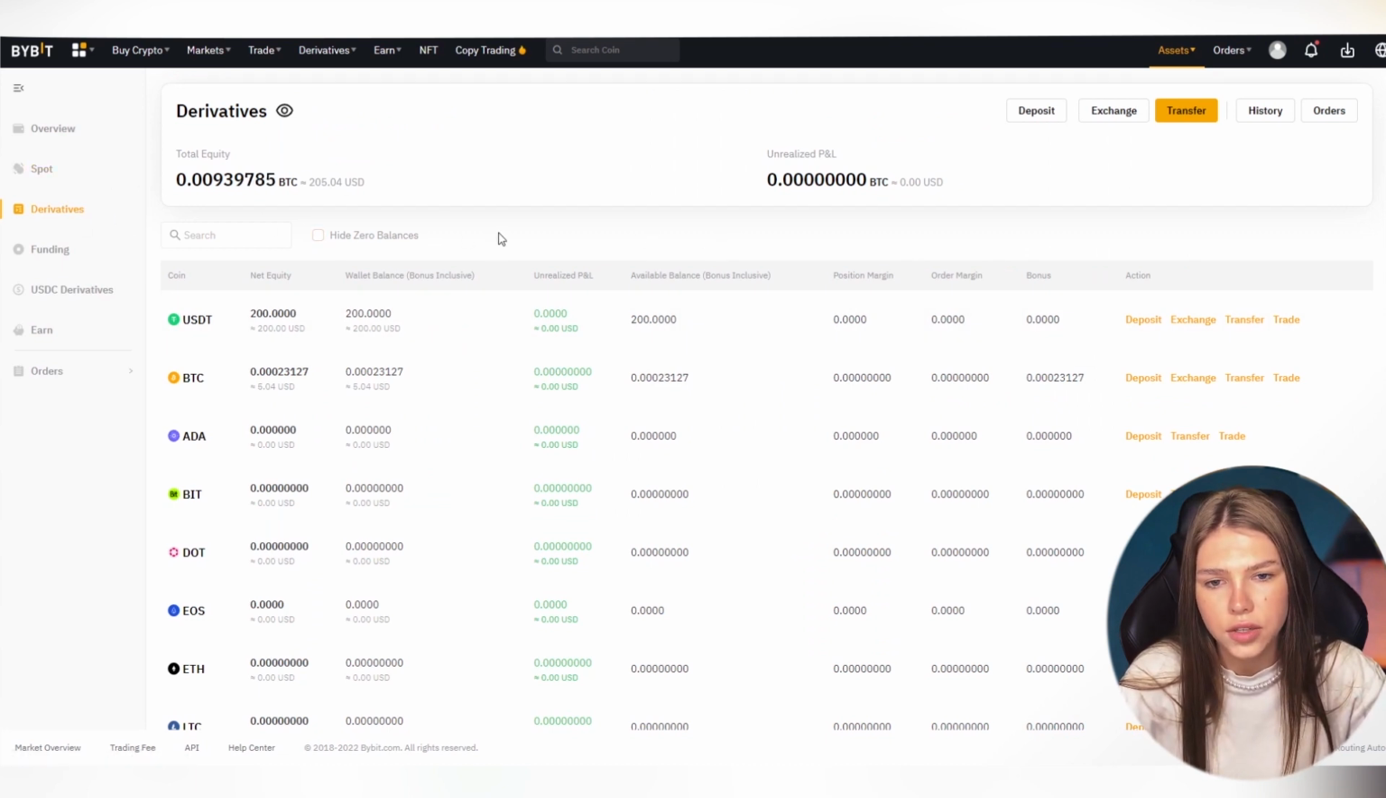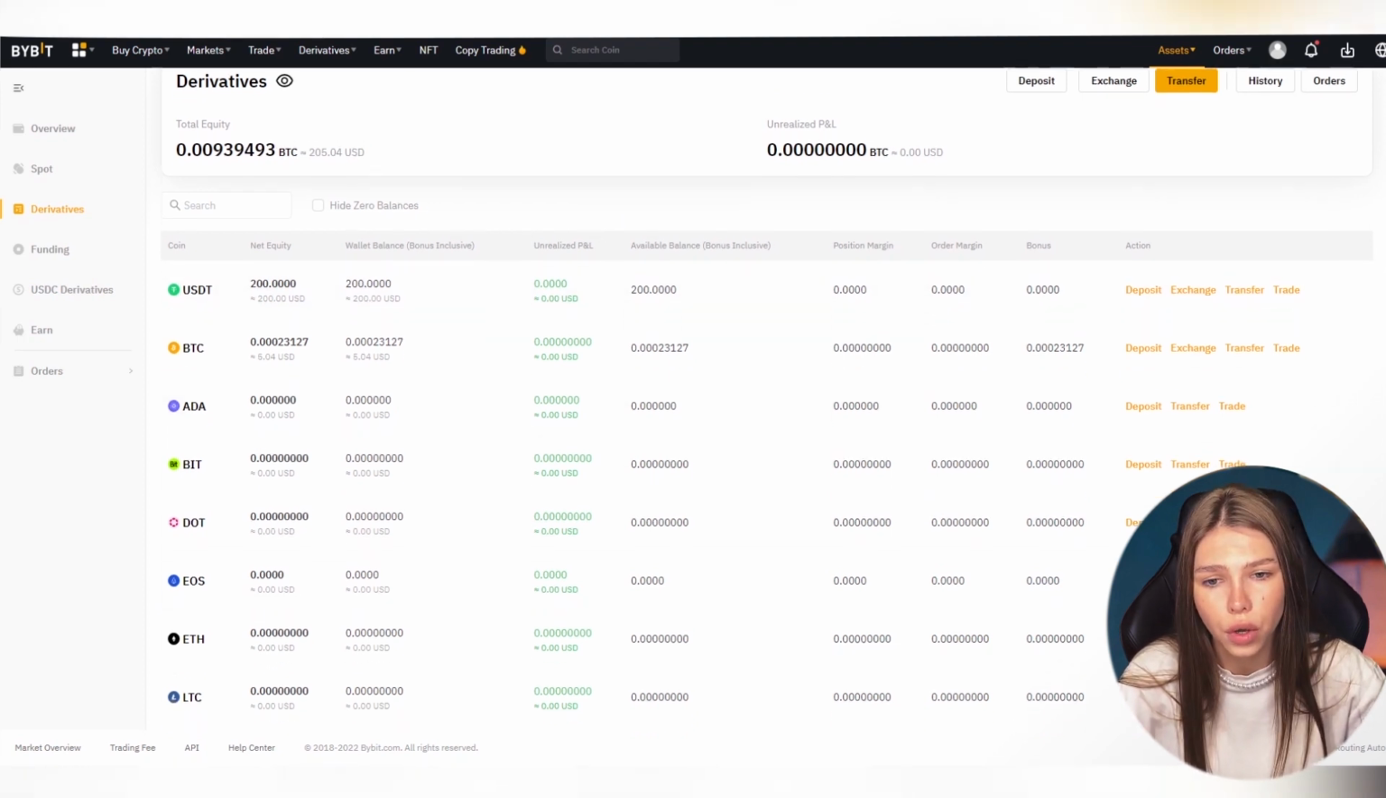Now I have a beginner's guide for ByBit, so you can go and watch that if you really want to know how to set up your account and everything. But really we're going to focus on actually trading futures and how I would go about that.